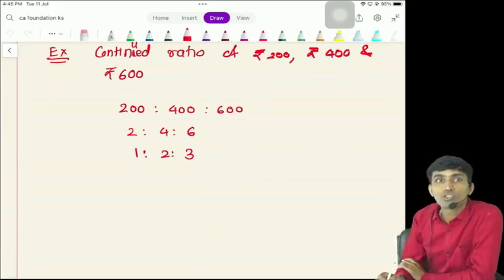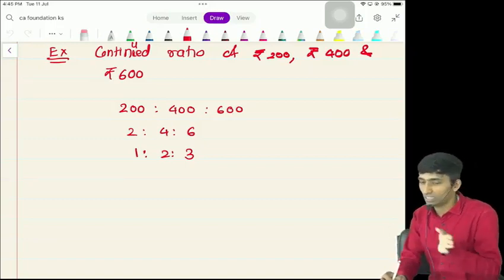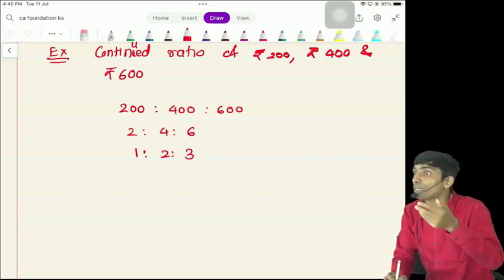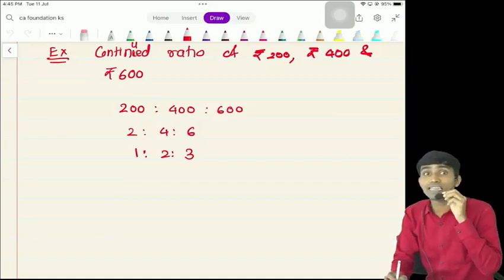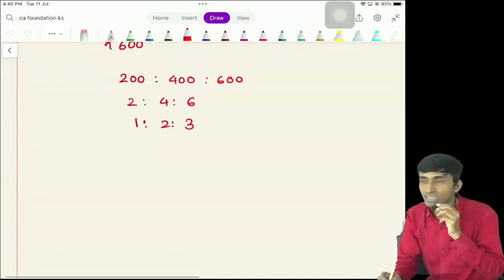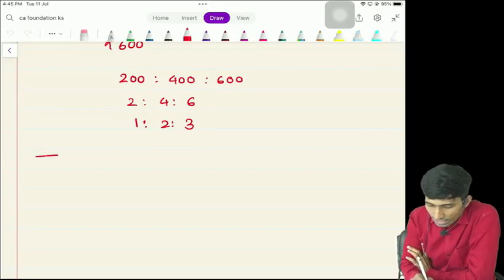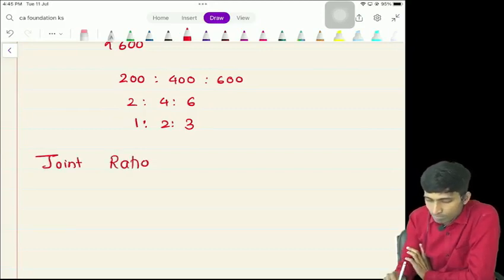Sometimes they ask you joint ratio. Joint ratio normally means something is given and you have to make it continuous. Listen carefully, don't talk, please. Very important part. Write joint ratio.